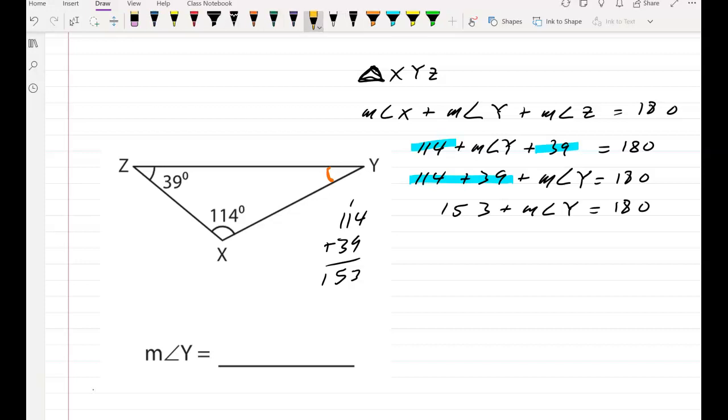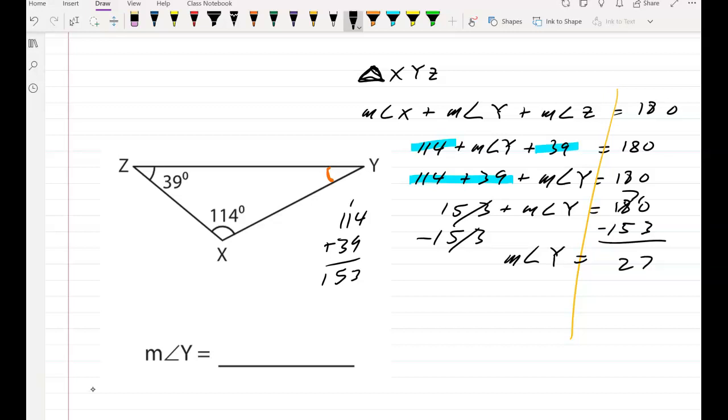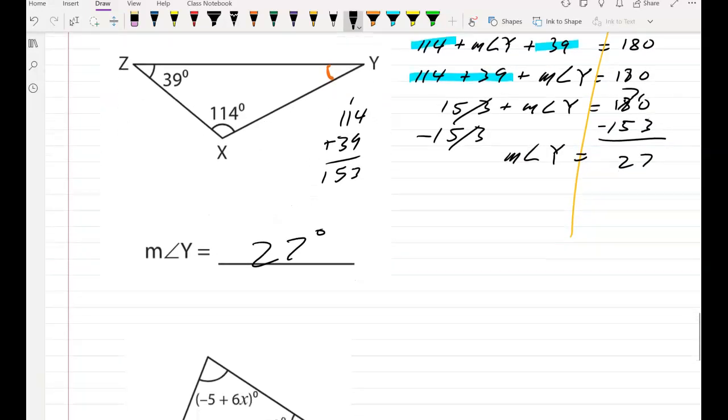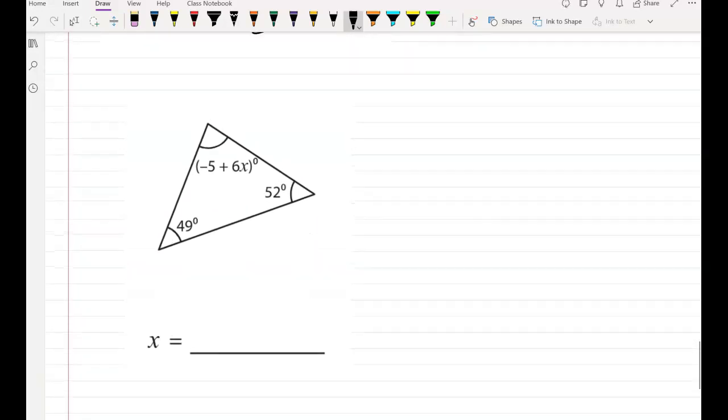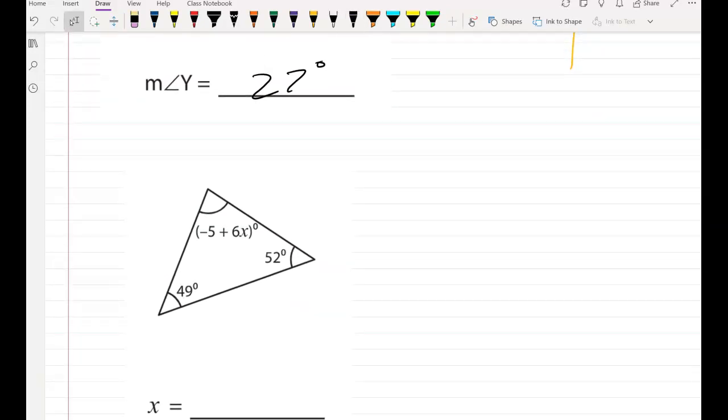Almost forgot my equation line again. I'm going to subtract 153 from both sides. Those two cancel out, leaving me the measure of angle Y equaling, let's see, 10 minus 3 is 7, and that's 2. And so the measure of angle Y is 27 degrees. Easy peasy.